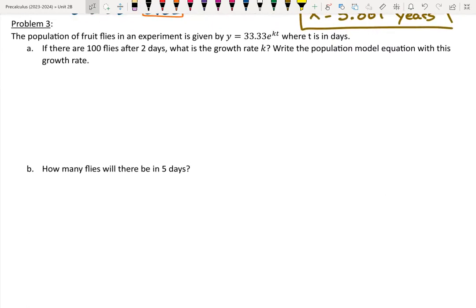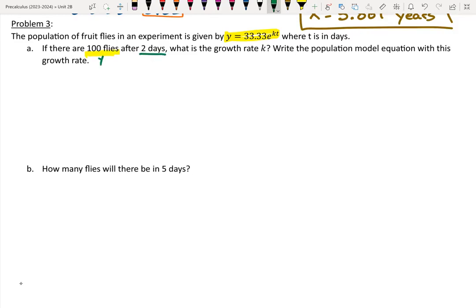Okay, problem 3, we have some fruit flies. In an experiment, we have an equation that they've already given to us, where t is in days, or unit of time is days. If there are 100 flies after 2 days, what is the growth rate? So what part of that equation is 100? That'd be y, our final amount, right? So that 100 is y.